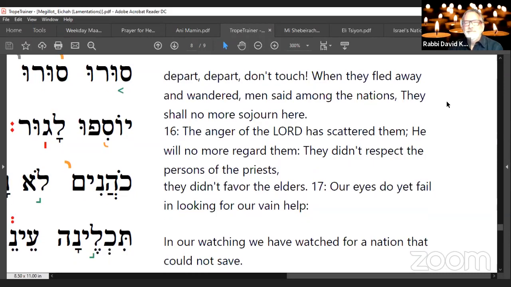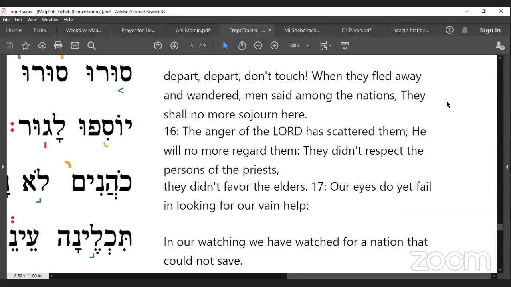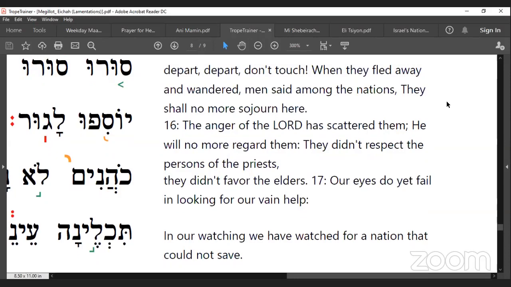Go ahead. Depart, depart, don't touch. When they fled away and wandered near, said among the nations, they shall no more sojourn here. The anger of the Lord has scattered them. He will no more regard them. They didn't respect the person of the priests.